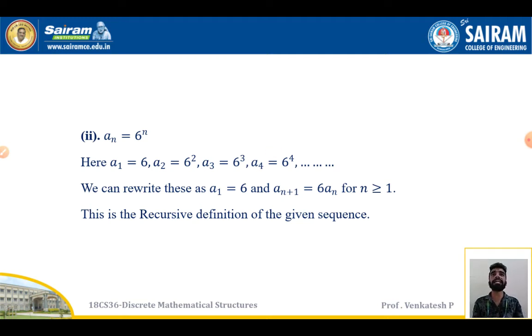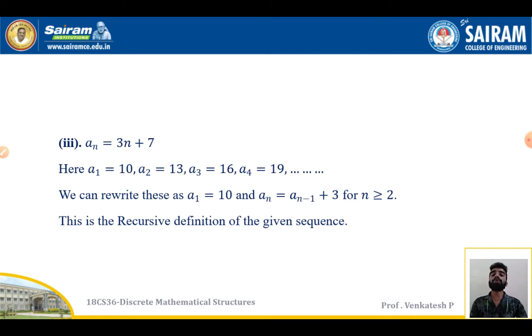So I can read the equation like a1 is equal to 6, a(n plus 1) will be equal to 6 into an I can make it. Same thing, because an will be equal to 6 power n only. So I will be getting a(n plus 1) is equal to 6 into an, and an is equal to 6 power n. On expanding this I will be getting this equation only. This is for n is greater than or equal to 1. This is called a recursive definition for the given equation.